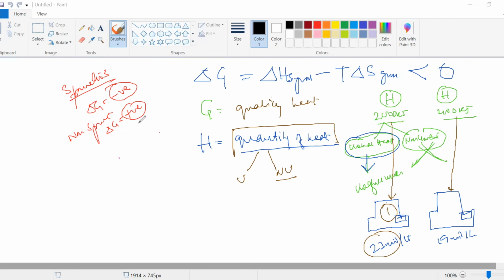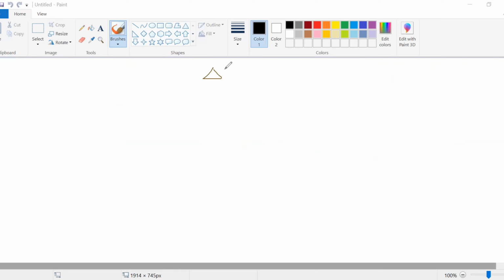And more importantly, it tells you about the spontaneity of a reaction. If it is negative, the reaction is spontaneous. If it is positive, it is non-spontaneous. Now come to the next part. Delta G is equal to delta H minus T delta S. Over here you have to understand that this T will be acting as a tap. How? I'm telling you. Now you have to do some approximation over here.